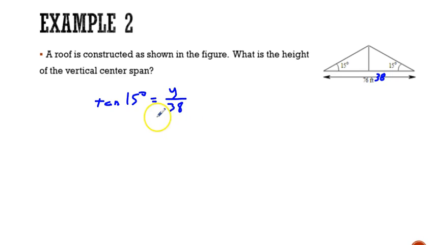To solve this equation, all you need to do is multiply both sides by the 38 value. That'll get the y by itself. So the answer I'm getting from that is a height of approximately 10.18 feet, which was the unit that they gave us here. So we just found the height of the vertical center span. And that's all for the notes today. Thank you.